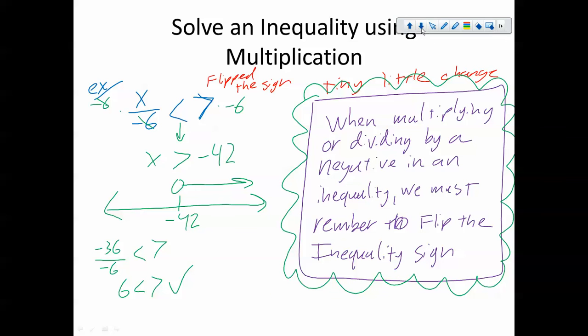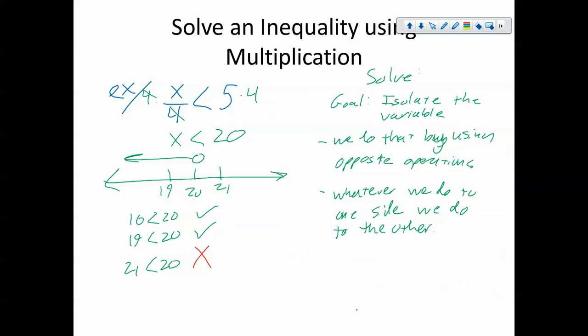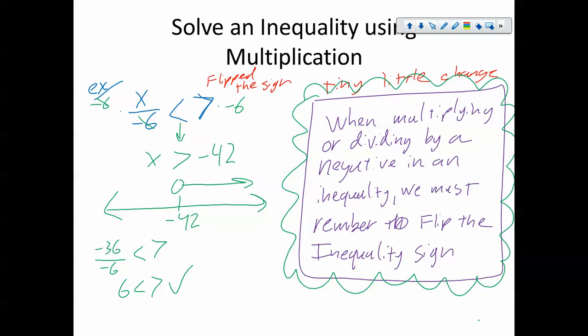And just as a really quick note, because I messed this up and I don't want to redo it, when we plug things in over here, we should be plugging them into the original statement. 10 divided by 4 over 5 is the right thing to do. I messed that up, but I'm trying to fix it now. Anyway, when multiplying or dividing by a negative in an inequality, we must remember to flip the inequality sign.